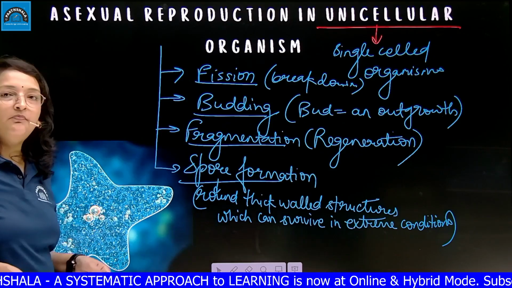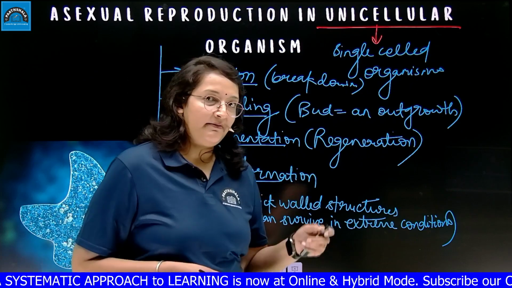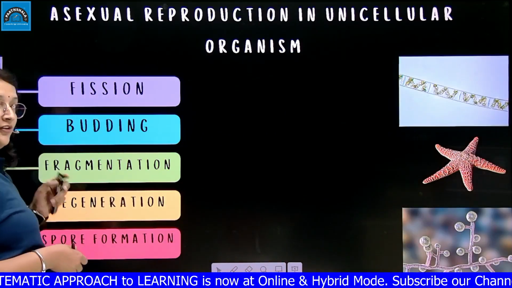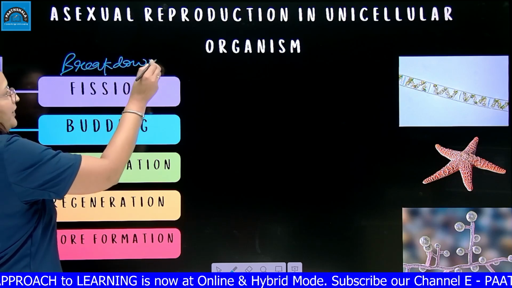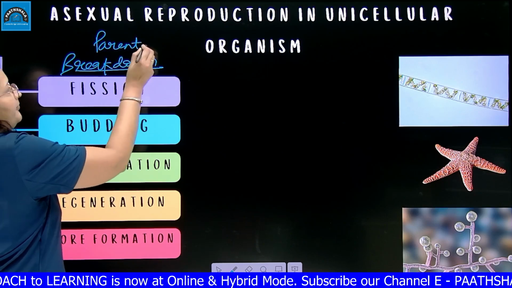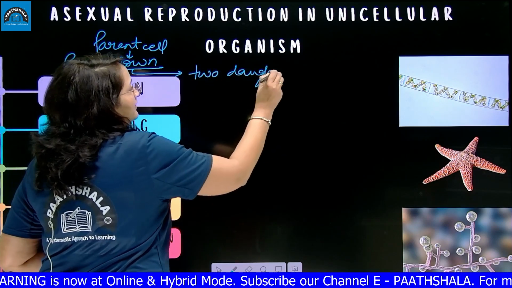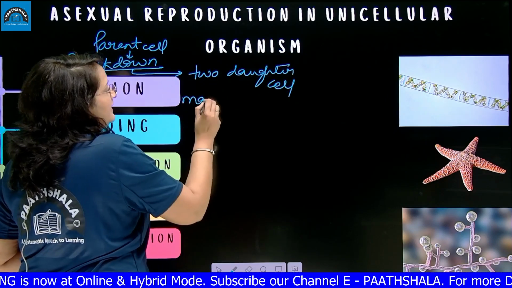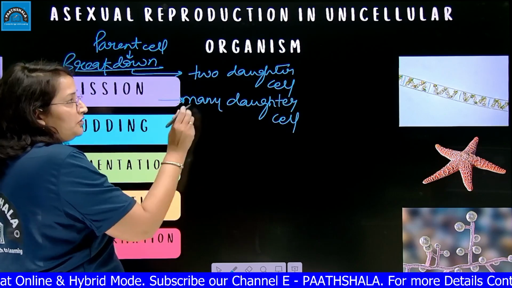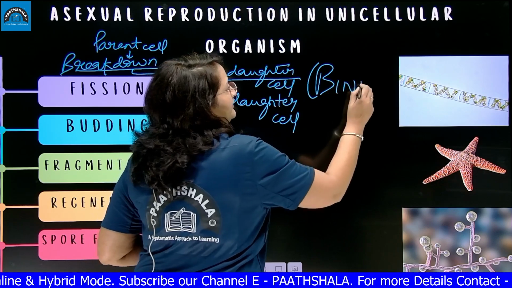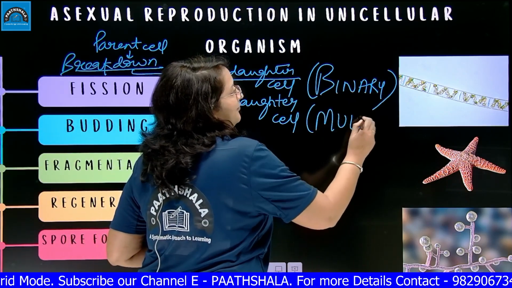So these are the basic methods of asexual reproduction in unicellular organisms. Let's study one by one in detail. First of all, let's talk about fission. As I told you, fission simply means breakdown. Who will break down? The parent cell will break down into either 2 daughter cell or many daughter cell. If it breaks down into two daughter cell, we call it binary fission. If it breaks down into many daughter cells, we call it multiple fission.